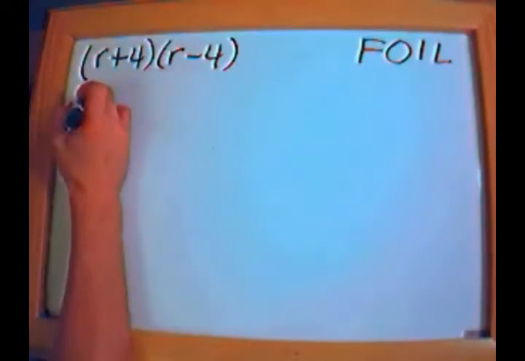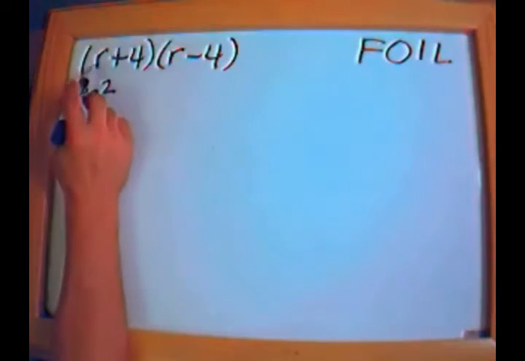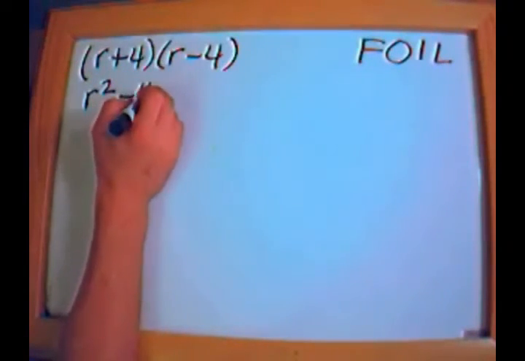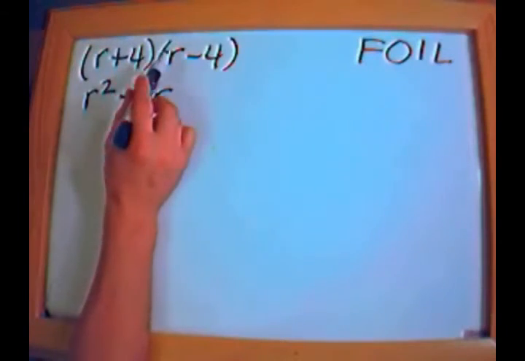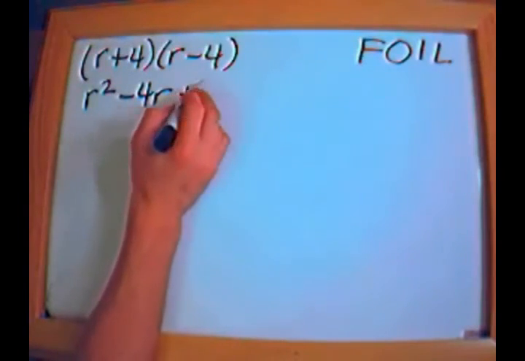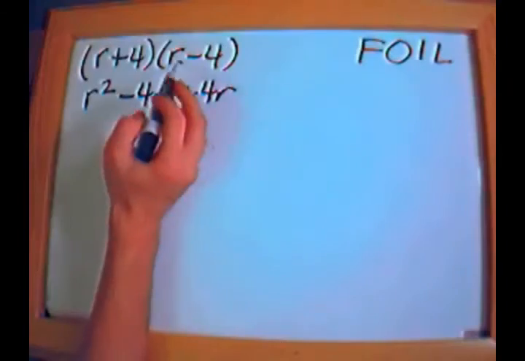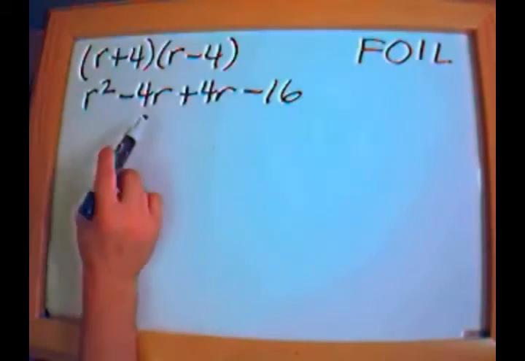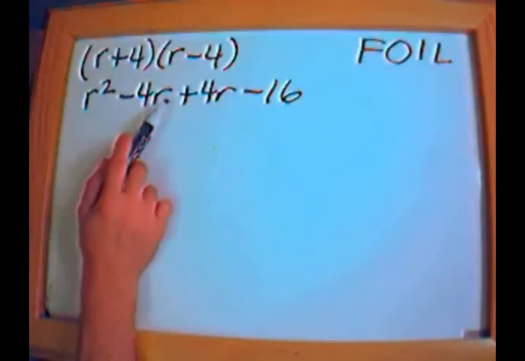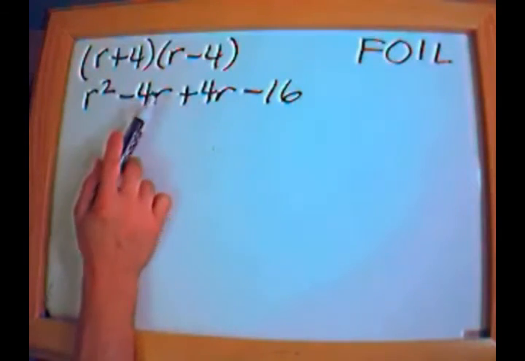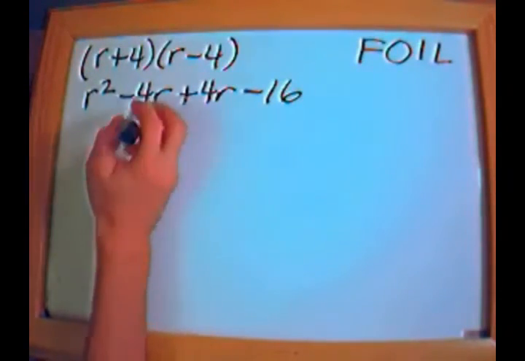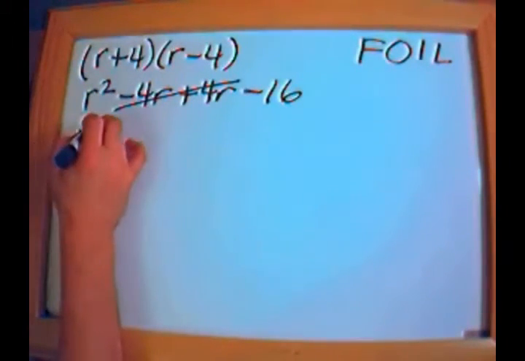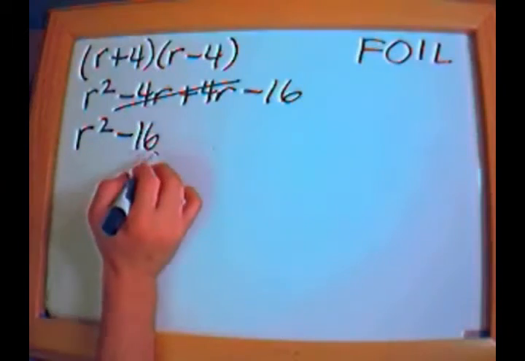The first term, r times r, is going to give you r squared. The outside term is r times negative 4, which is negative 4r, right? The inside term is 4 times r, which is positive 4r. And the last term is 4 times negative 4, which is negative 16. Now look what happens here. I've got a negative 4r and a positive 4r, which sort of cancel out because negative 4 plus 4 is 0. So the answer is going to be r squared minus 16.